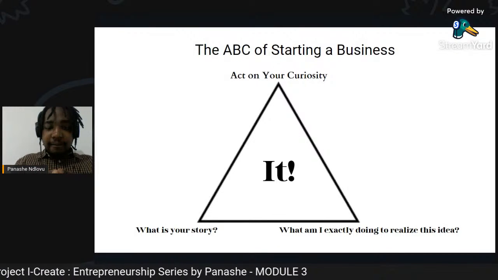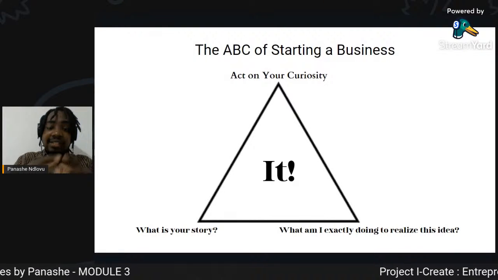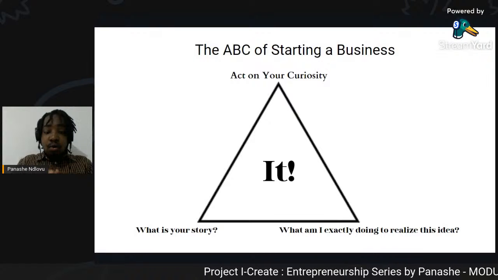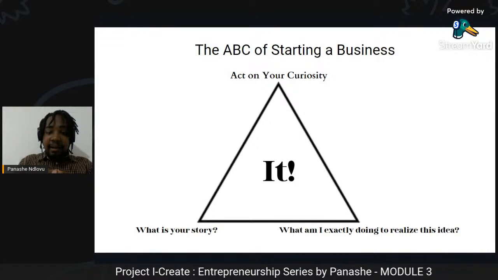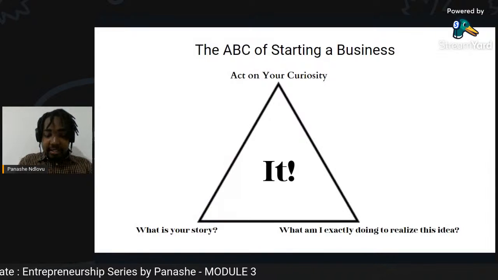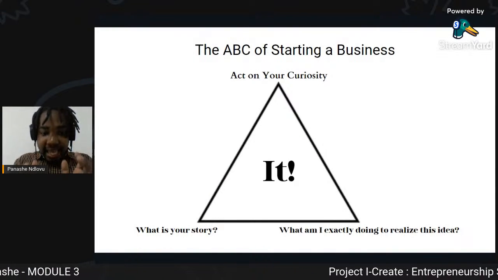But in all honesty, it's more than that. Starting a business is more than cutting the red ribbon, because starting a business is building a business. If we can interpret it this way, building a business.